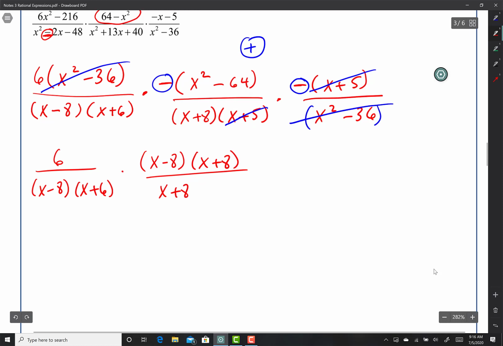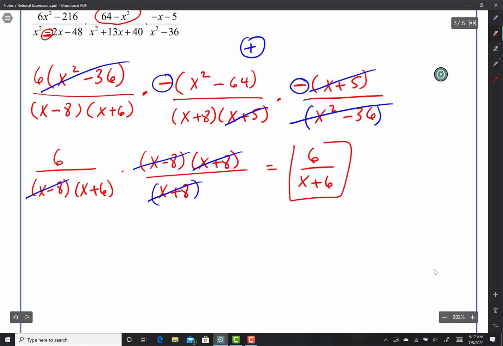All right, so here we go. Let's see if we can keep canceling. I have an x plus 8, x plus 8. I have an x minus 8, x minus 8. And I think we are done. So all I have in the numerator is a 6, and in the denominator all I have is an x plus 6. So there it is, guys.